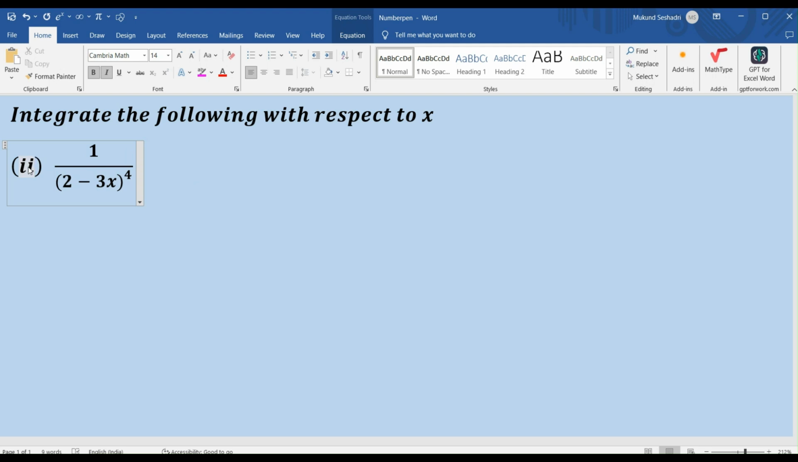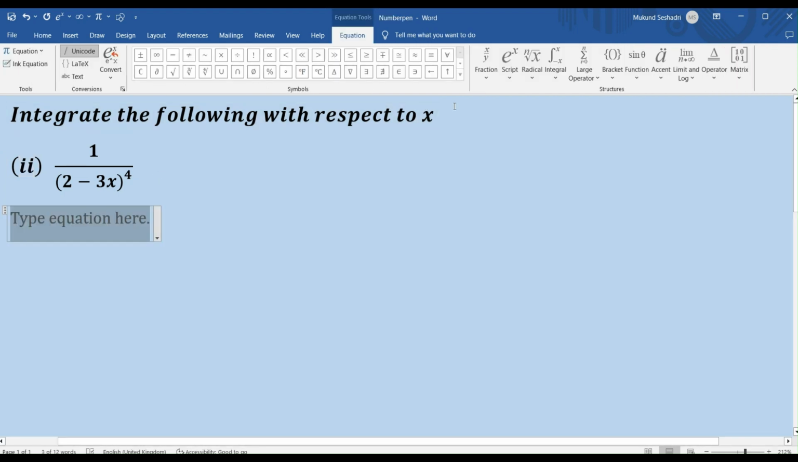So there we have the problem on our screen. Integrate the following with respect to x. And we have 1 by (2 minus 3x) the whole power 4, right? So what we've been given is dy by dx and we've been asked to find y, right? So that's what we mean by integrate a particular function with respect to x, right?